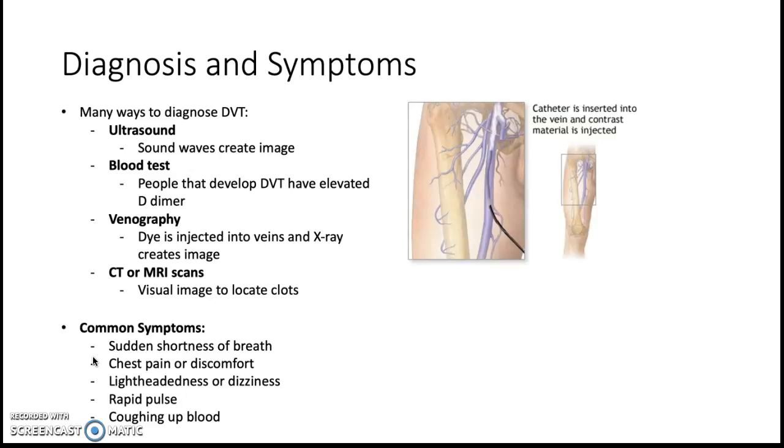Right here you can see a quick diagram of how venography works. You can see the catheter that's inserting the contrast material into the vein. This contrast material is what helps the X-ray create a clear image of the vein and a clear image of clots that could be located in your vein.